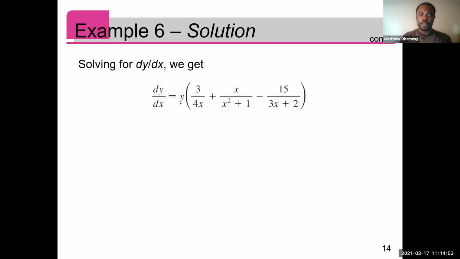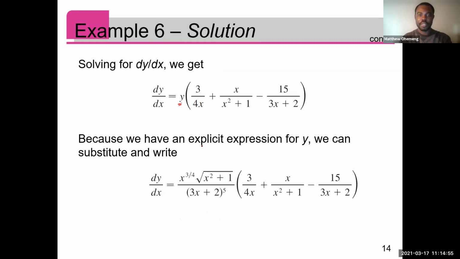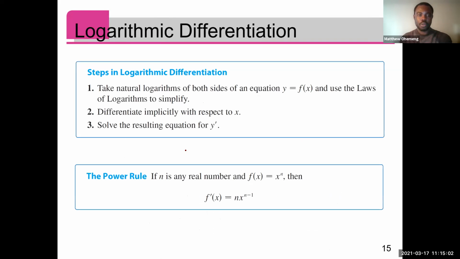And then you get this, but please don't forget to plug back the y in, right? You have an explicit expression for y, so you can put it back in and this will be our final answer. This summarizes everything on logarithmic differentiation, the steps that we went through. Take the natural log of both sides and use the laws of logarithms to simplify, differentiate implicitly with respect to x, and then solve the equation for y prime or dy over dx. As you can see, logarithmic differentiation can be applied in almost any circumstance.